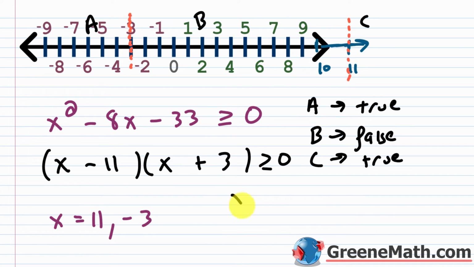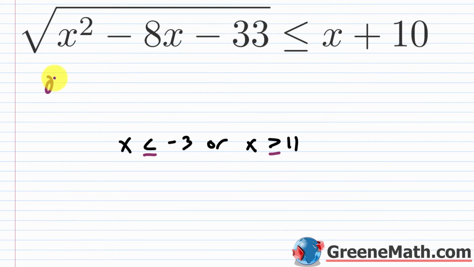Now for writing the solution, we know anything in A will work, and then anything in C will work. So x is going to be less than -3, or x is going to be greater than 11, and then because we have this non-strict inequality, this "or equal to" part here, both of those guys are going to work. So the -3 would work, and so would the 11. So let's adjust our answer and say x is less than or equal to -3, or x is greater than or equal to 11.